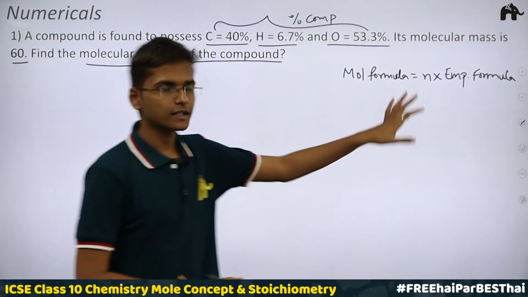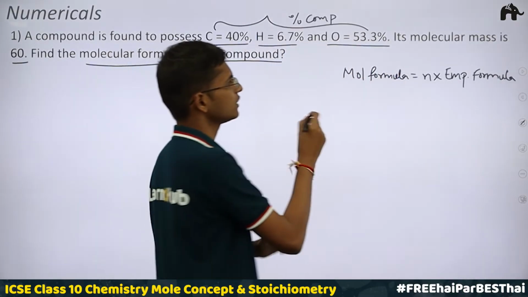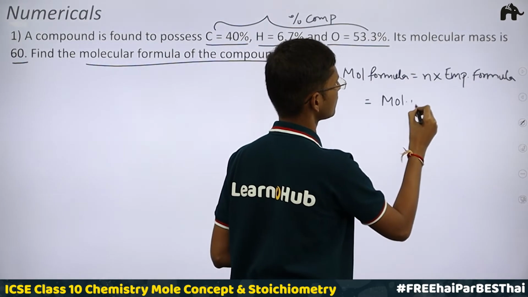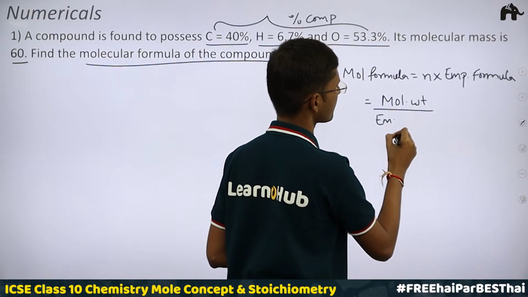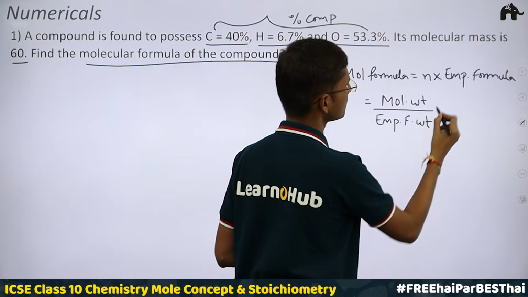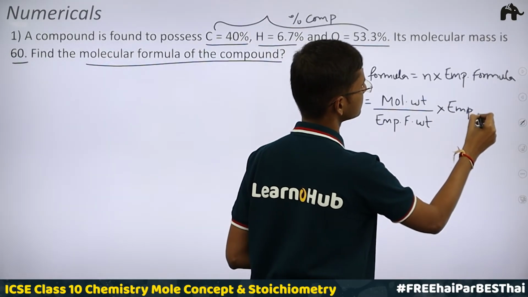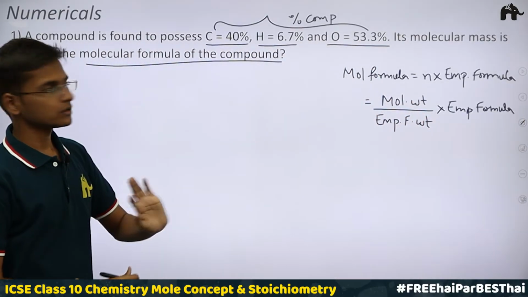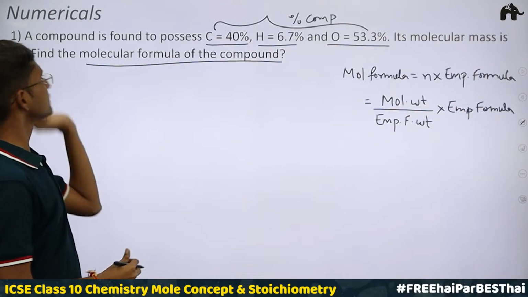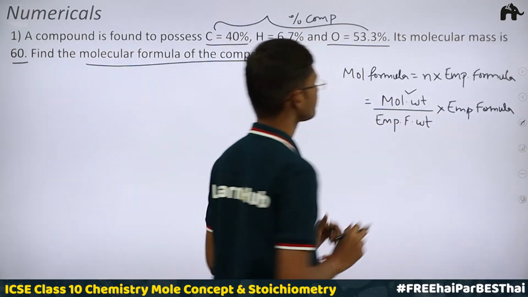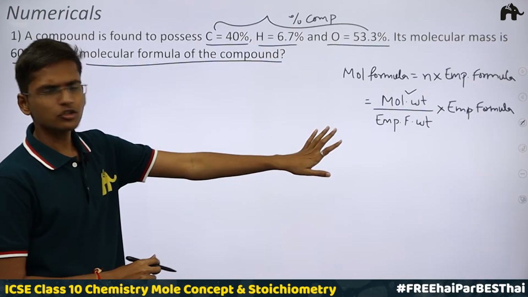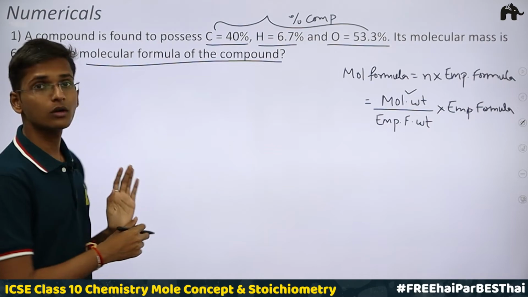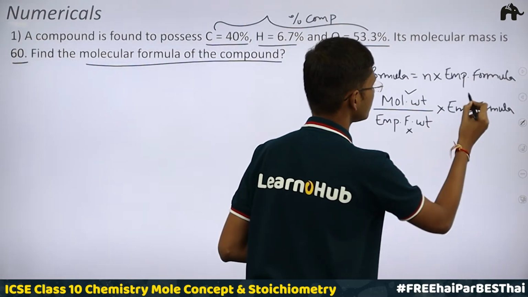Now just try to figure out which things have been given to you. First of all, extend this n. What is n? Molecular weight upon empirical formula weight, into empirical formula. Now see in the question which things are given to you. Its molecular mass is 60, so molecular weight is given to us. Very good. Then is empirical formula weight given to us or not? No, empirical formula weight is not given. Empirical formula is given? No. So now we have to find out both of these things.